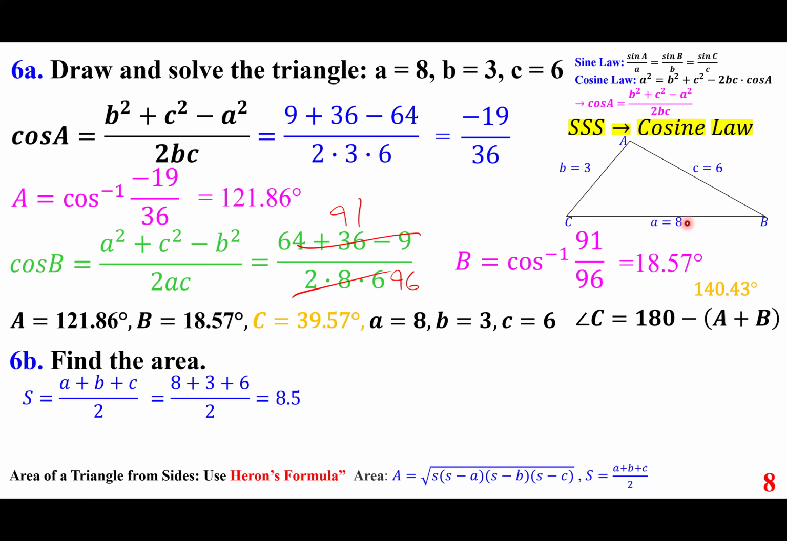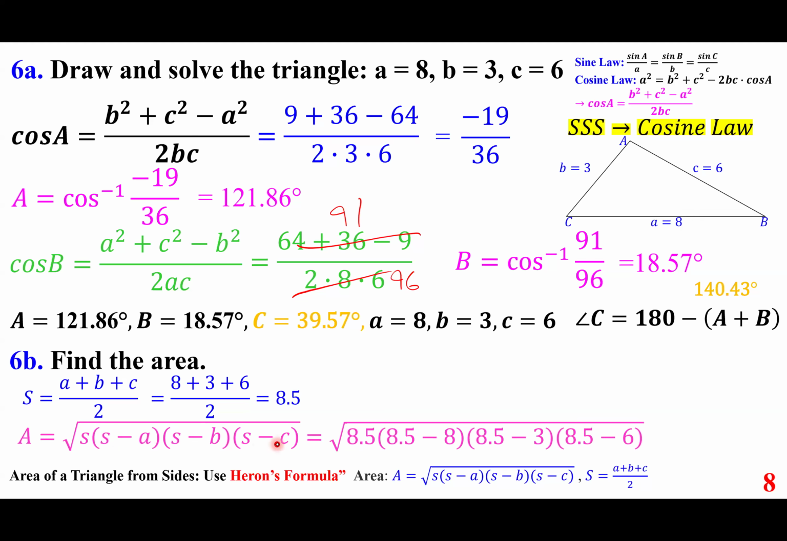So add up all the sides, divide by 2. Put it into this equation. So that means 8.5, 8.5 minus 8, 8.5 minus 3, 8.5 minus 6, and simplify, put it into a calculator. You get 58.4375. Now, if you take a root of that number, 7.644. Again, as far as the number of decimals, class, you have to pay attention to what they ask you to do, okay? Whatever they ask you.